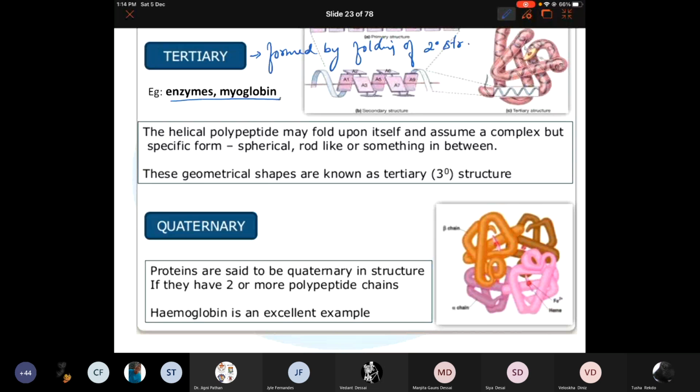Examples, very important: enzymes and myoglobin. Enzymes remain active only in tertiary structure. A very important question. It can fold upon itself or assume a complex but specific form. It can be spherical, rod, anything, but it has to assume a geometrical shape. So the secondary structure, when it folds by itself, gives rise to a tertiary structure, and the examples are enzymes and myoglobin.